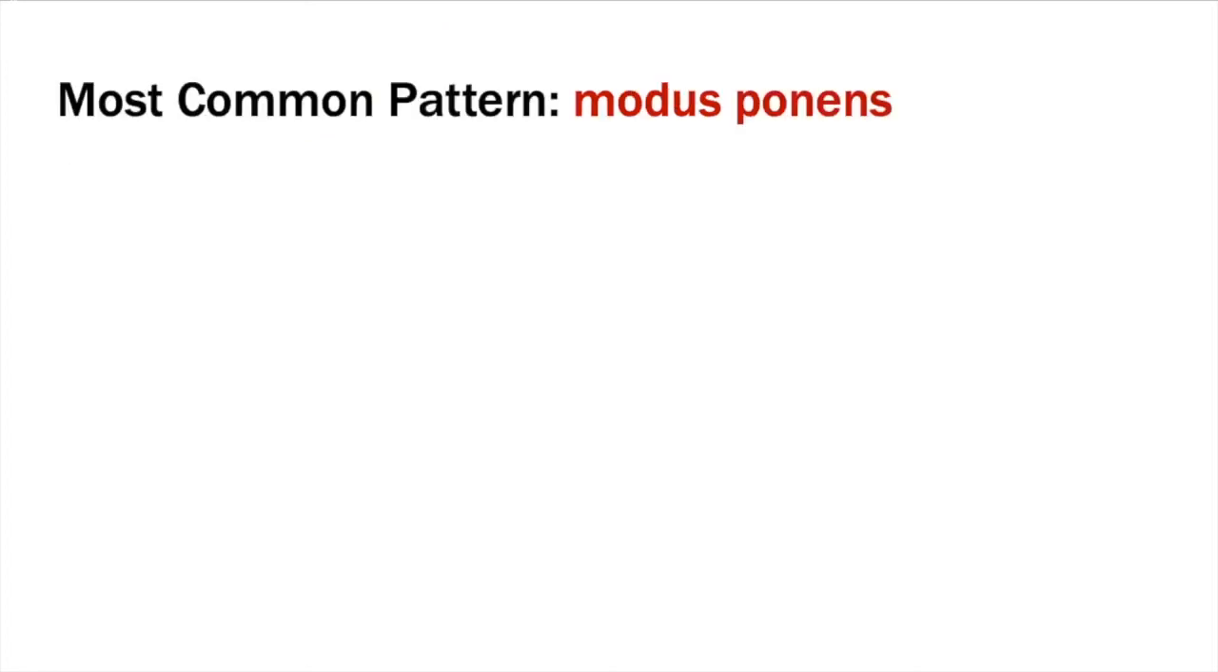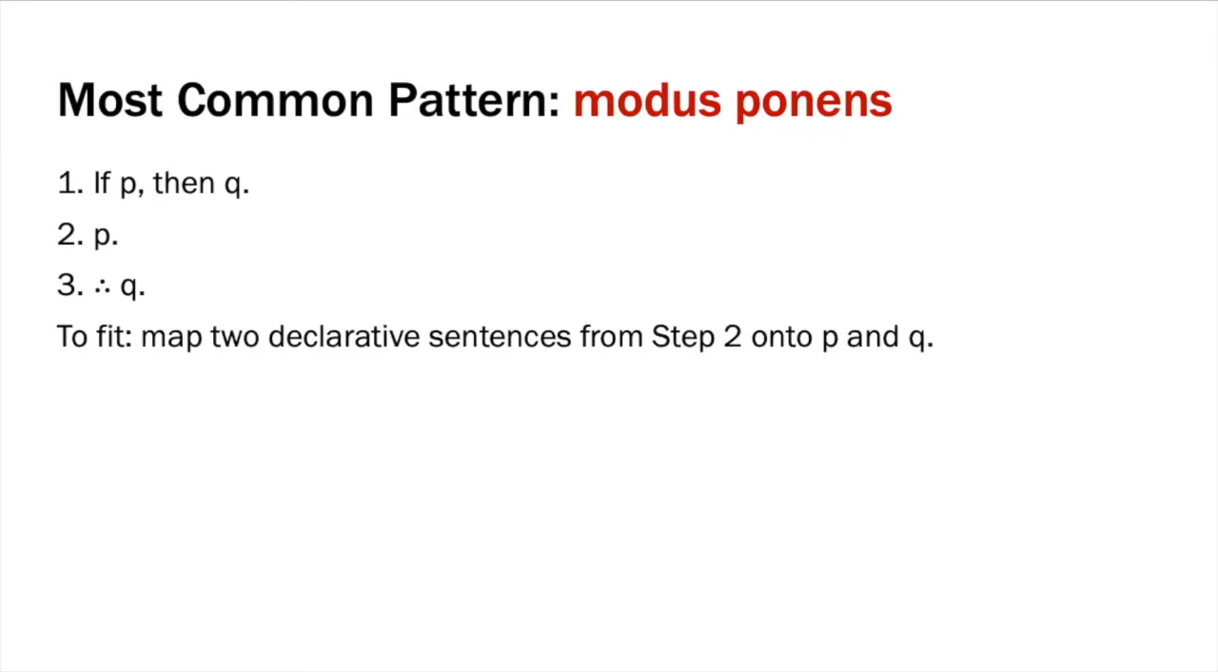Now, I'm going to talk about some common argument patterns. The most common one that you use when you're reconstructing arguments is the modus ponens. Modus ponens looks like this. If P, then Q. P, therefore Q. Now, to fit a passage into the modus ponens, you take 2 declarative sentences from step 2 and you map them onto P and Q.